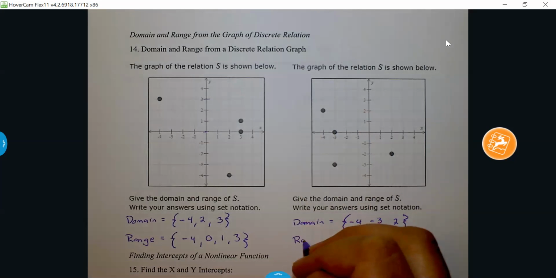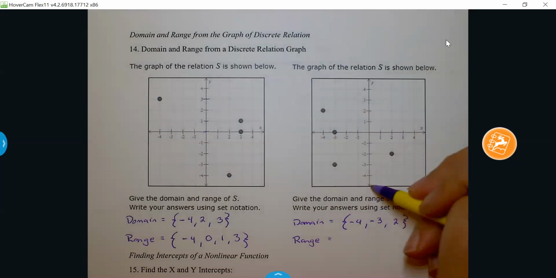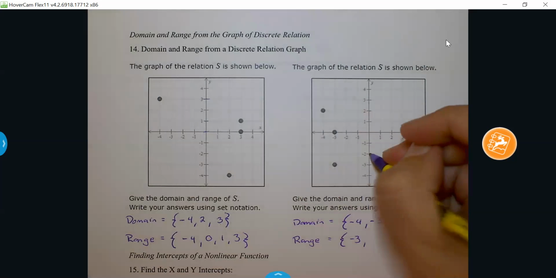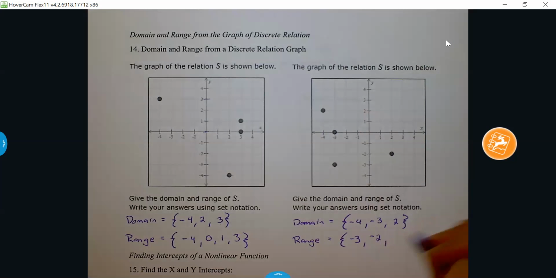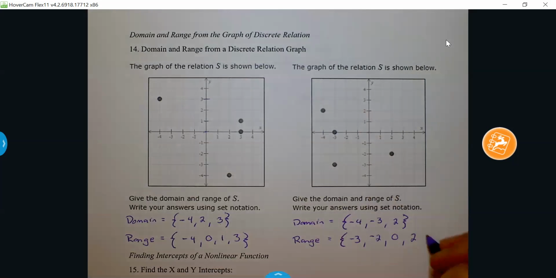Our range is the y values. So we're going to start with our lowest y value, which is -3, then -2, then a y value of 0, and then a y value of 2. So our domain is -4, -3, 2. Our range is -3, -2, 0, and 2.